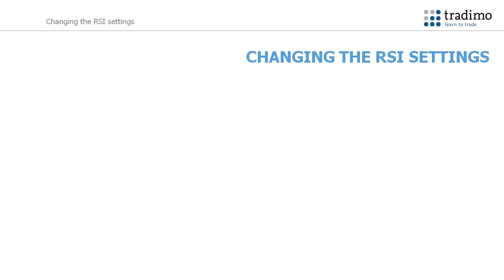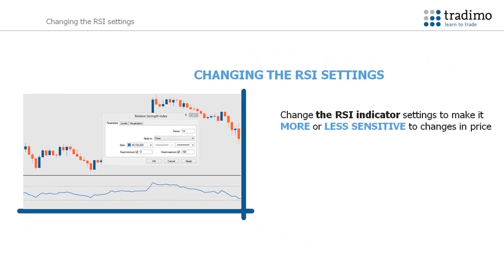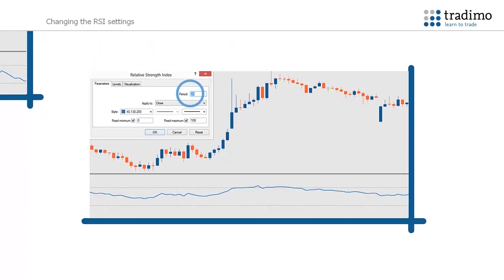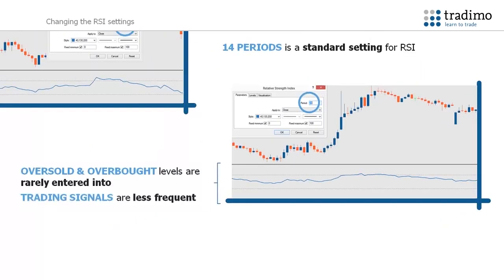Most trading platforms will allow you to change the indicator settings of your RSI indicator. You have the choice of either making the indicator more or less sensitive to changes in price. The default setting for the RSI indicator on MetaTrader 4 is set to 14 periods. If you wanted to make the indicator less sensitive, you would increase the setting value. This would result in the indicator moving into overbought and oversold levels less frequently, giving fewer trading signals.